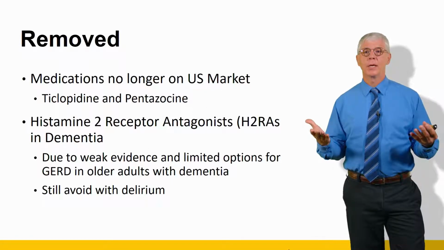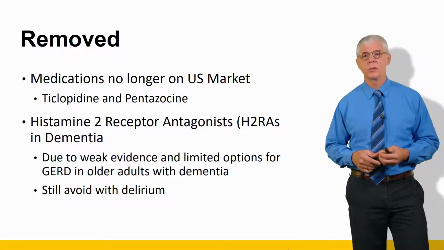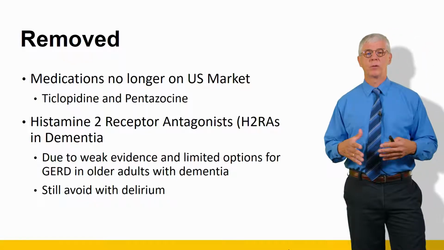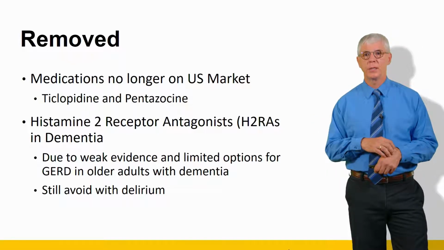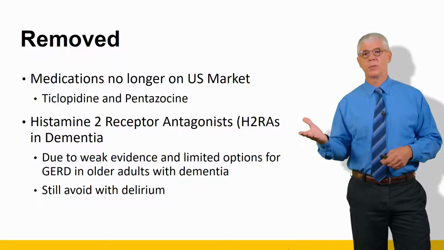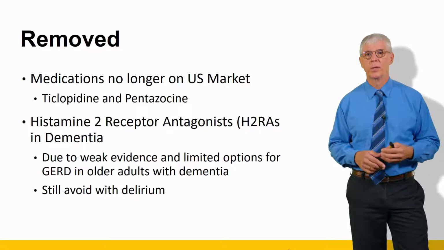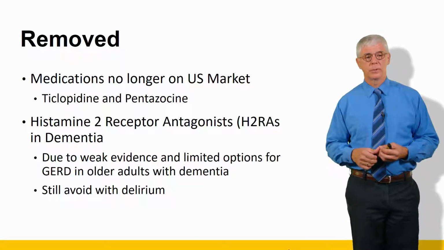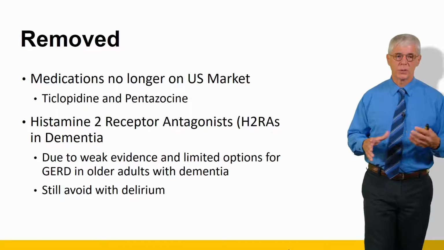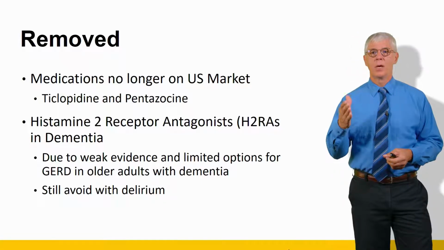We have a couple of medications that have been taken off the market, medications we really haven't been using very much. They've been replaced by other more effective and certainly safer medications: ticlopidine and pentazocine. Ticlopidine was an antiplatelet agent, largely replaced by things like clopidogrel. Pentazocine was kind of a strange pain medication that really was its own class, but had lots of side effects that caused a lot of problems.